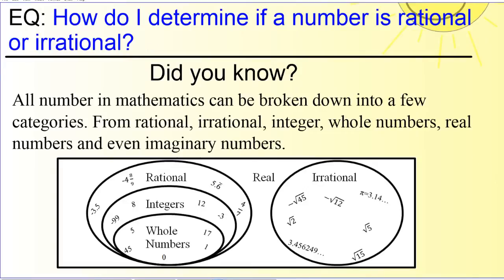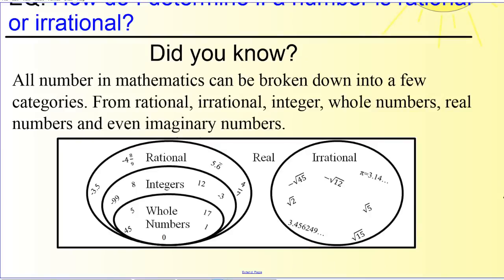Did you know that all numbers in mathematics can be broken down into a few different categories? So we've got rational numbers, we have irrational numbers, integers, whole numbers, real numbers, and even these things called imaginary numbers, which we won't get to until you get to high school. But all these numbers have these separate categories. So for example, whole numbers are the numbers that you first learn when you were a little kid. You can say how many sheep there are, how many toys you have, 1, 2, 3, 4, 5. There's no fractions, there's no decimals, there's no negatives.